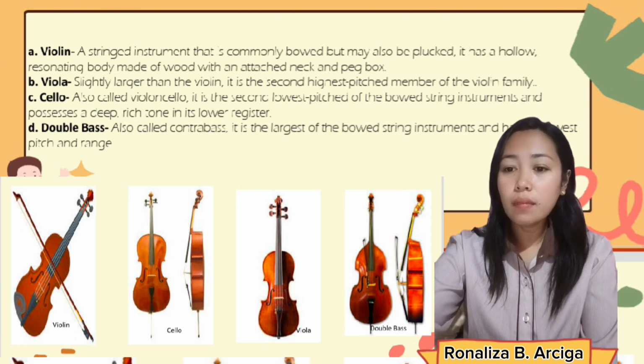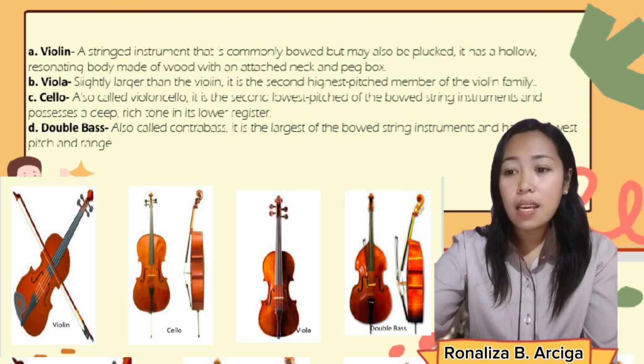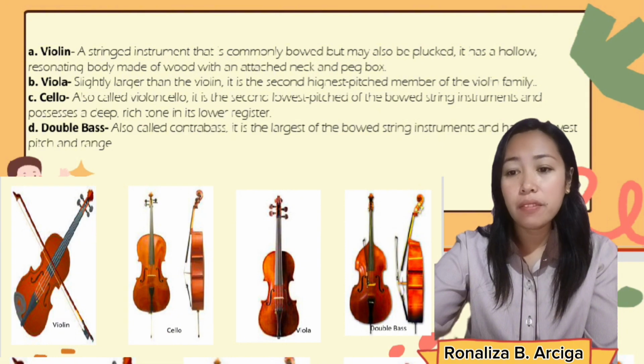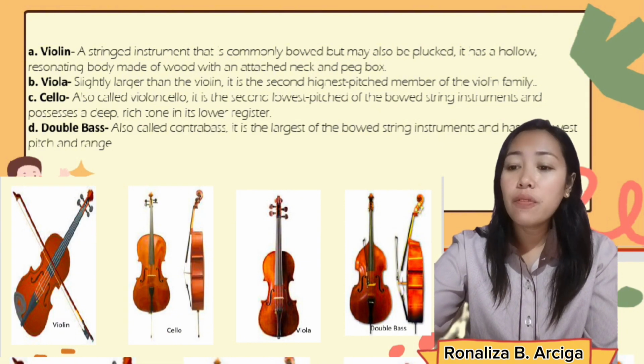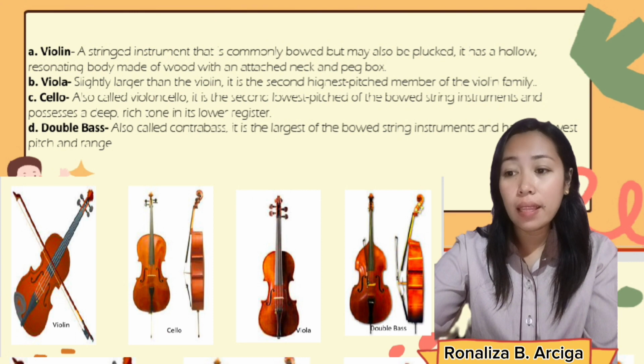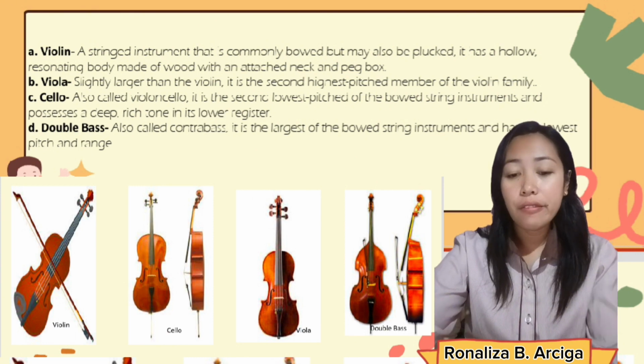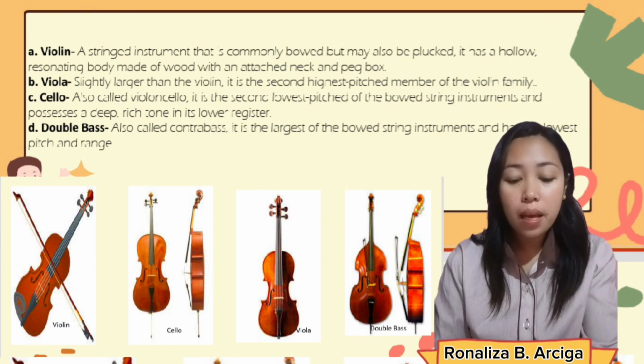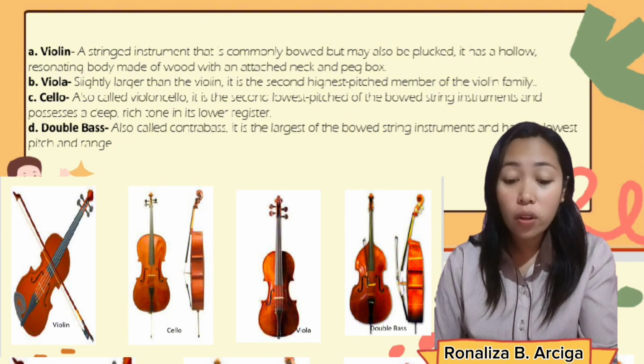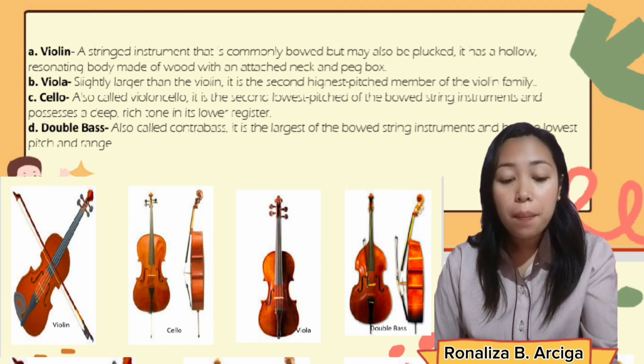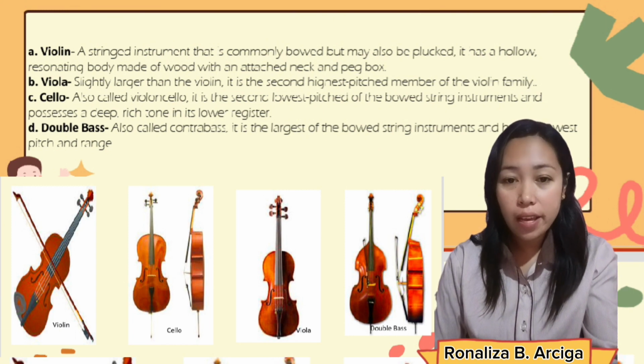Viola. Slightly larger than the violin, it is the second highest pitch member of the violin family. Music for the viola is usually notated in the alto clef and its 4 strings are tuned a fifth below that of the violin. So, si viola naman, siya yung mas malaki lang ng konti sa violin. Same sa violin pag piniplay plucking or bowing. Mas malaki sa violin pero mas mababa ang pitch, fifth lower than the violin.